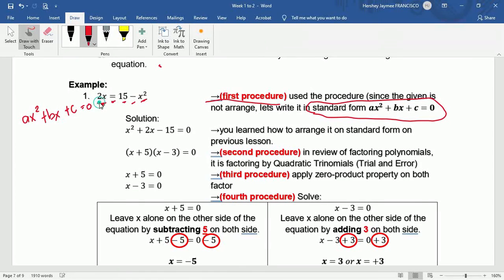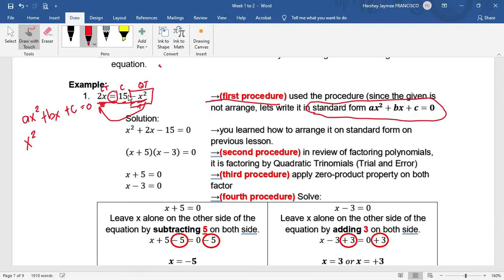Kapag tiningnan mo yung example mo, ang quadratic term, eto, quadratic term. Eto si linear term at eto si constant. Dapat daw nasa kaliwa siya. So, you need to transpose negative x squared across the equal sign, ililipat natin siya sa kabilang parte ng equal sign. So, if ililipat mo si negative x squared, kasama yung sign ha, hindi lang si x squared. Kasama yung sign. Okay? So, ililipat mo siya, magiging x squared.